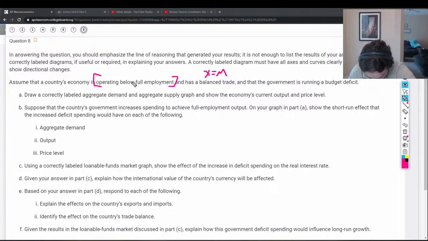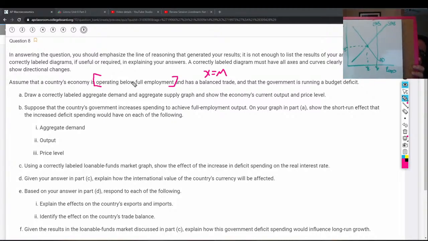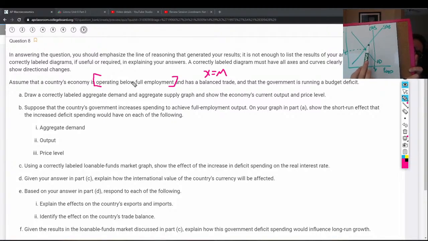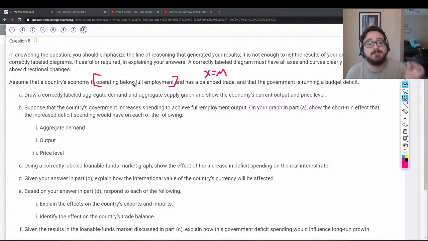So my graph, properly labeled, should look like that. Where my current level of production, this equilibrium point right here, is behind my full employment level of production, which is where LRAS is at. So like YE is my current equilibrium GDP, YF is my full employment level of GDP, and YE is less than YF.